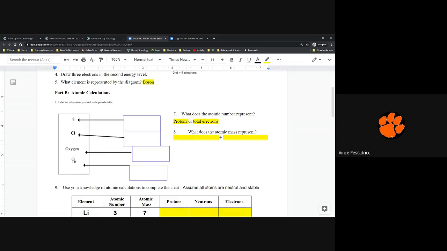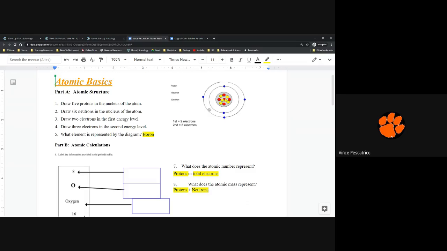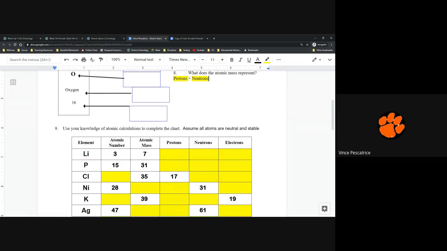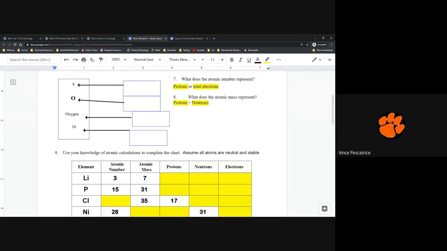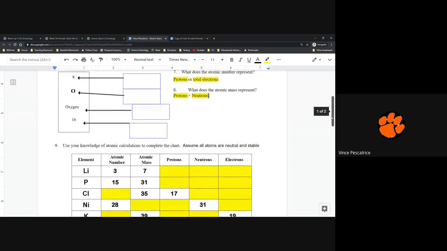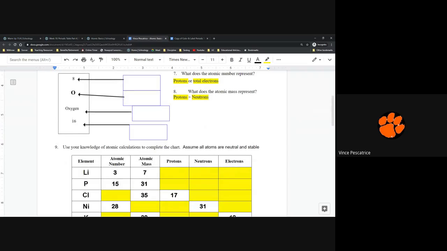The atomic mass is this number down here. And that tells us the number of protons plus the neutrons. Because remember, the protons and neutrons create all the mass of the element. They are in the nucleus up here. They contain all the mass. The electrons are so small that they don't have any mass. So the key here is to keep these two in mind as we complete the table here.